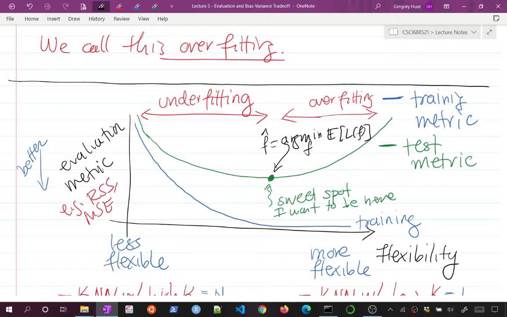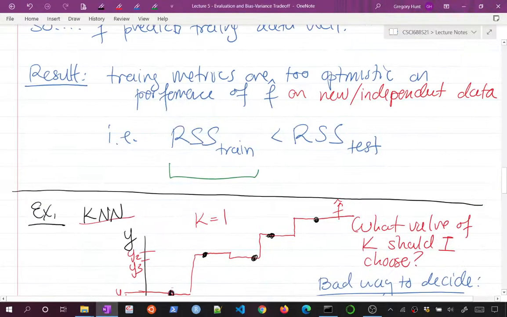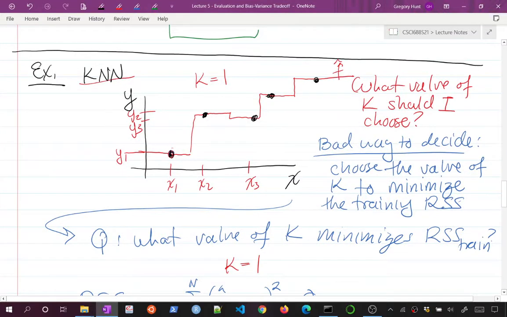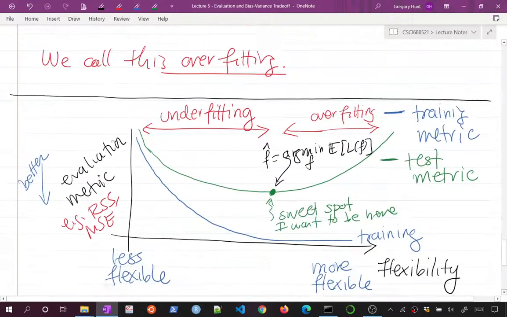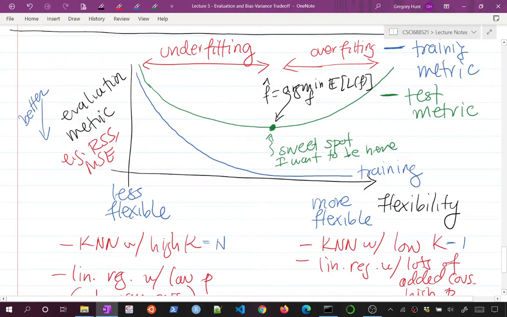So if I go back to my problem where I asked, how do I choose what value of k I should have for k-NN? Minimizing the training RSS is a bad idea. Minimizing a test RSS is not as bad of an idea. We can talk about that, maybe a little bit next lecture. There's a little bit to be careful about there, but it's a much better idea. It will lead to a better performing, generalizable model. There's a caveat there, let's come back to it, but it's a much better idea.